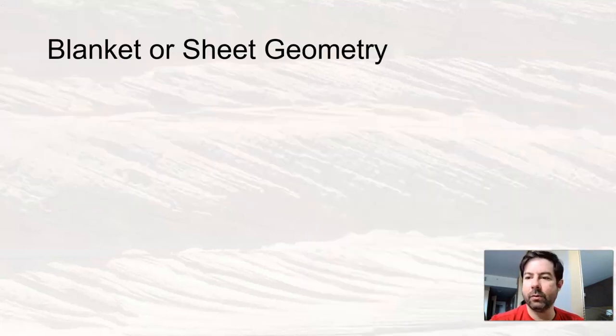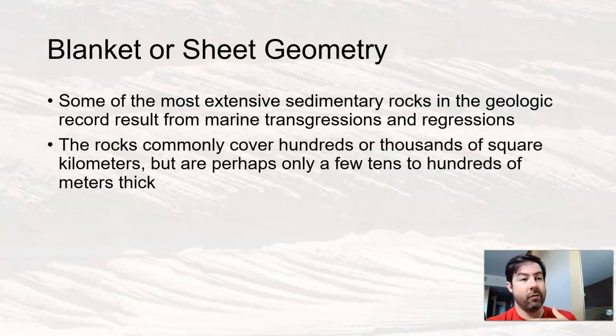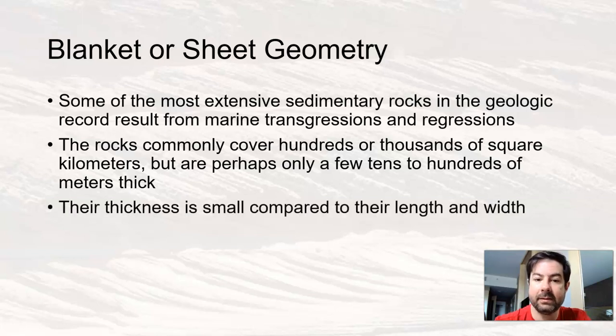Then we get to blanket or sheet geometry. This is what most sedimentary rocks tell us, but there are some additional things in there. Most of the extensive sedimentary rocks in the geologic record form from marine transgressions and regressions, forming these huge plains of sediment and then eventually sedimentary rock. That is known as blanket or sheet geometry sedimentary rocks.